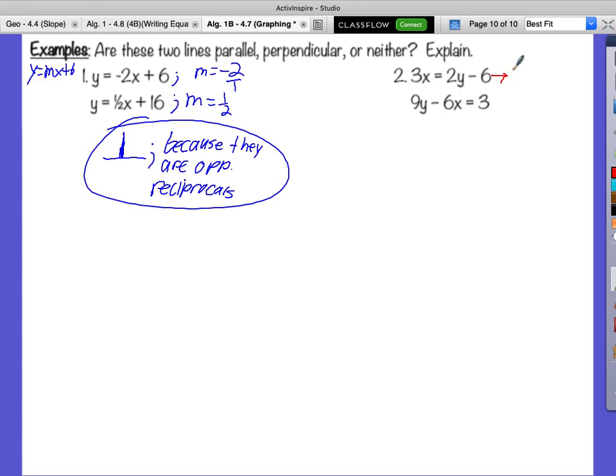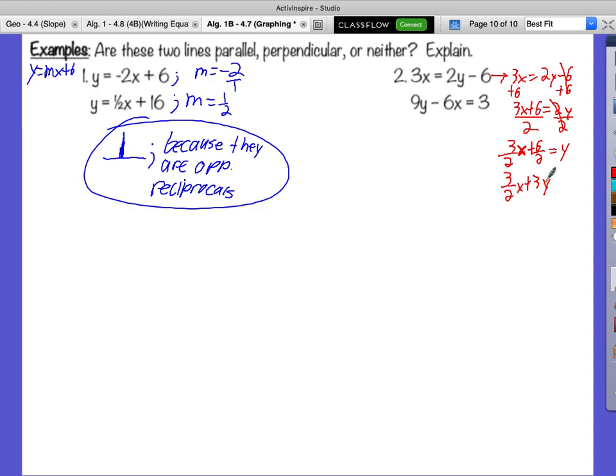So let's look at the first equation. 3x is equal to 2y minus 6. How do we get y by itself here? Add 6 to both sides. Okay? 3x plus 6 is equal to 2y. Now what do we do to get y by itself? You divide by 2 on both sides. So we have 3/2x plus 6/2 is equal to y. So 3/2x plus 3 equals y.